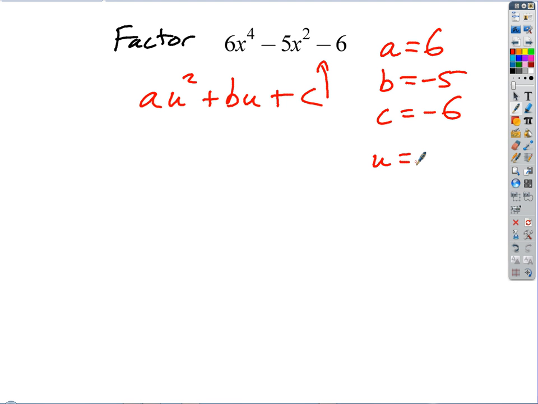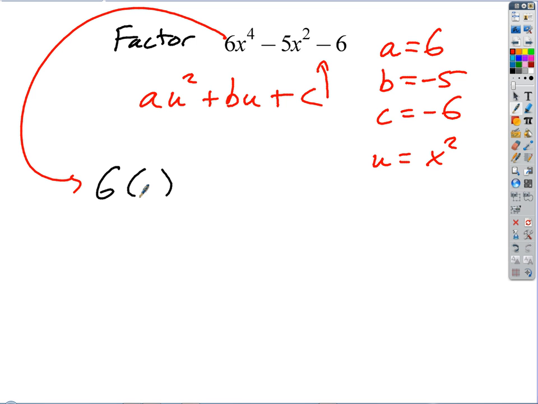No. X squared, exactly. U is like x squared, okay? So we could take this original pattern and write this as 6 times x squared, squared, because that's x to the 4th, minus 5 times x squared, minus 6. And now that looks like a quadratic pattern.